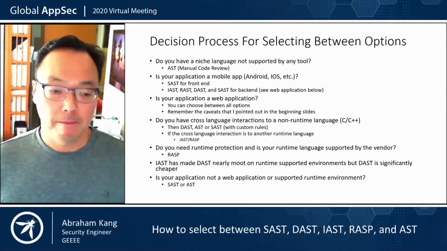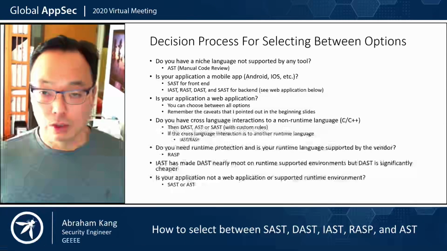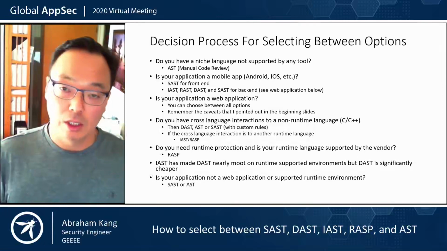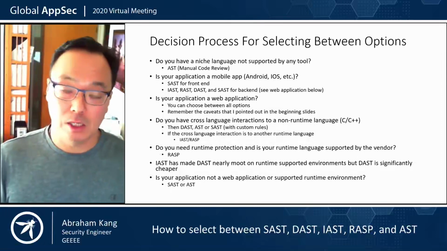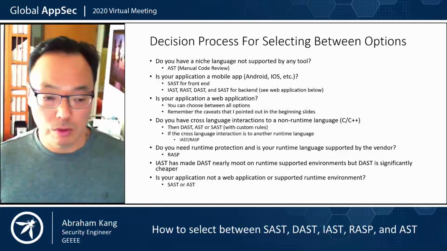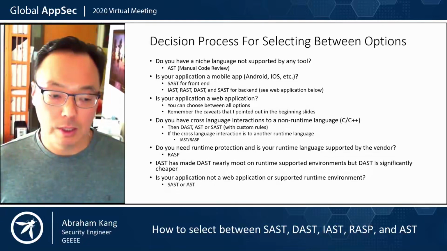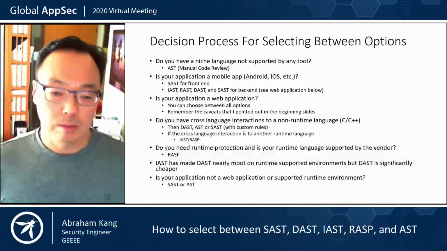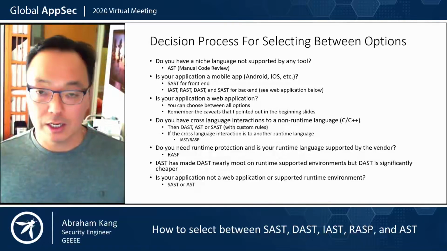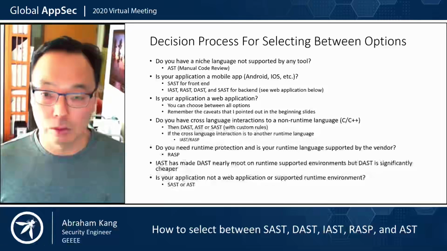The other thing to consider when you're looking at IAST and DAST is that IAST is going to be a little bit better, but at the same time, it's probably going to cost more because of it. So you have to look at your ROI when choosing between those two. And if it's not a web application or supported runtime, then you've got SAST or manual code review.